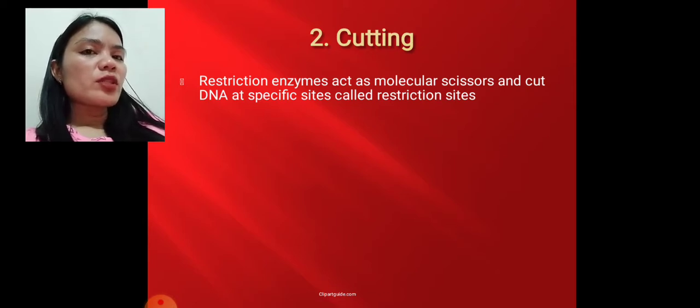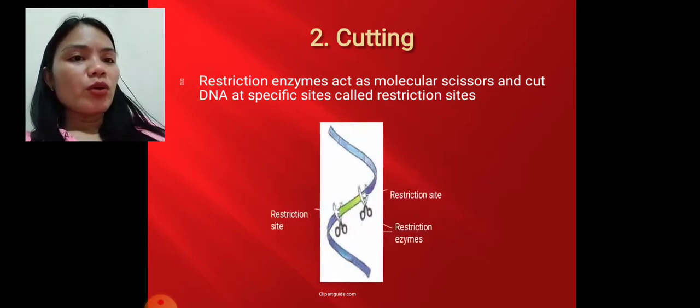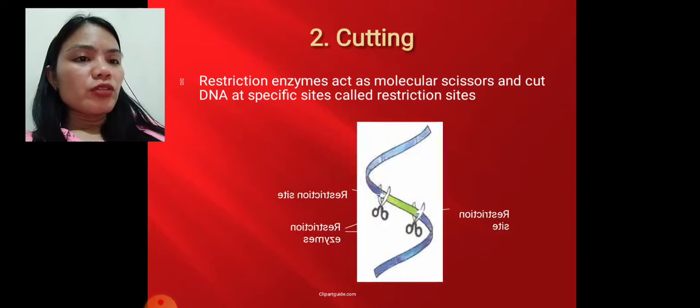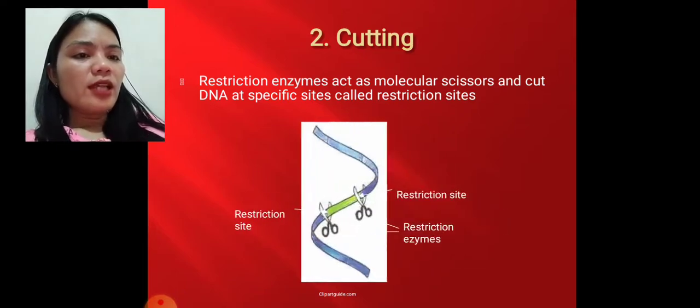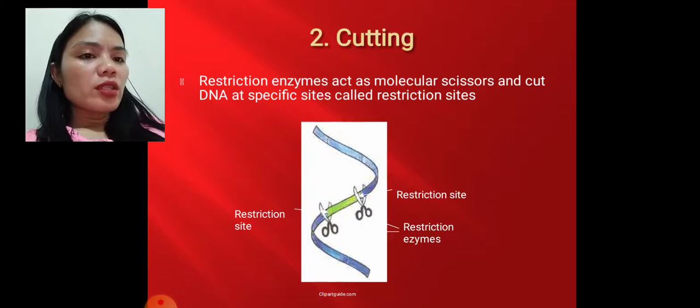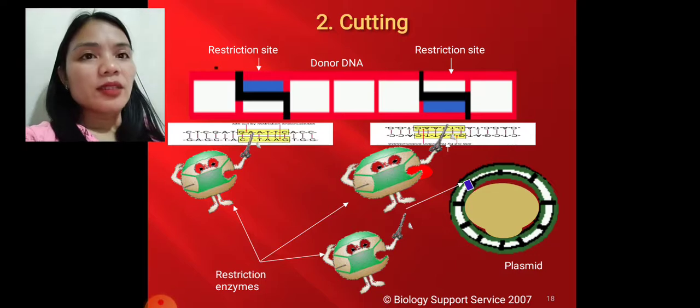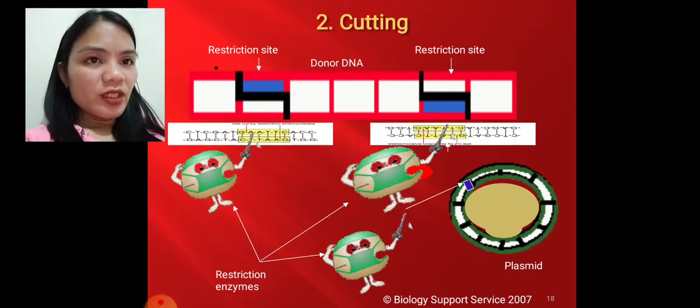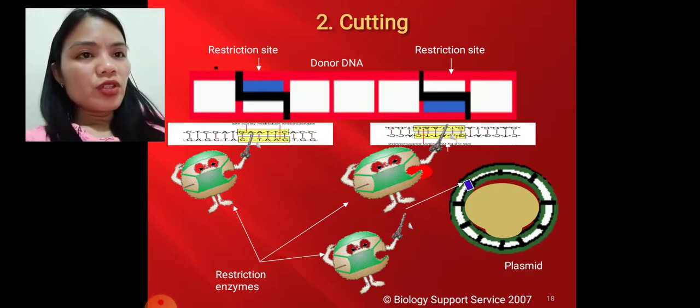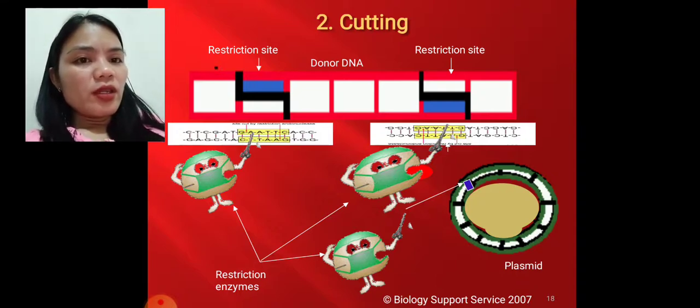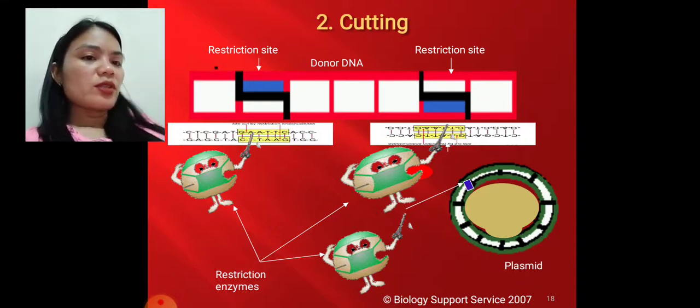So, meron lang specific sites sa DNA ang ikakat mo. Yun ang area na yon. Ayan, ikot-ikot pa siya. Yan ang area na ikakat mo dun sa DNA. The green part is the restriction site. Yung gunting, yung restriction enzymes. Then, cutting. Kita, the donor DNA, the restriction site. And these are the restriction enzymes. They are cute. Next.